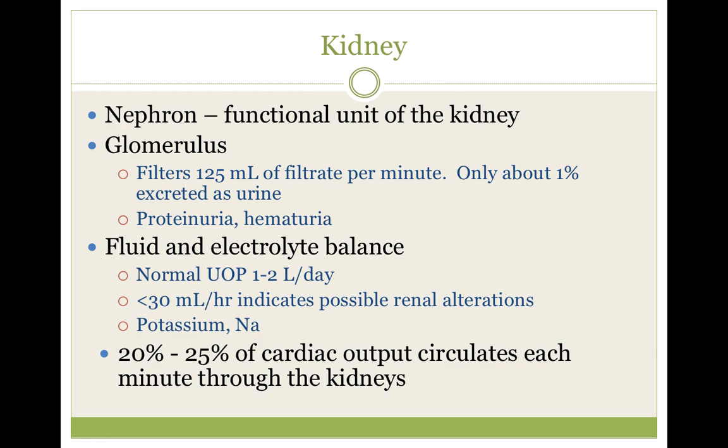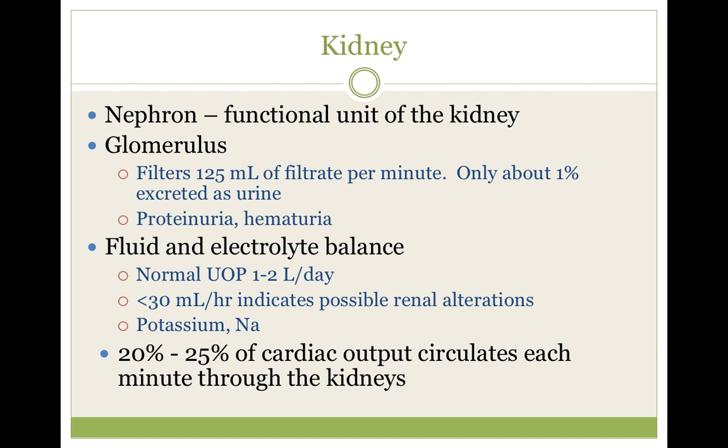The glomerulus filters 125 milliliters of filtrate per minute. Only about 1% is excreted as urine. If you notice that there is protein in the urine or blood in the urine, then that could be a signal that the glomerulus is not performing correctly and there may be some type of injury.